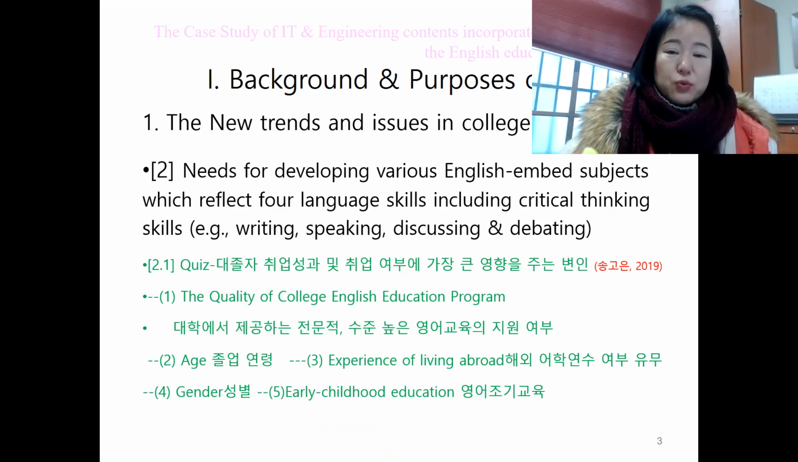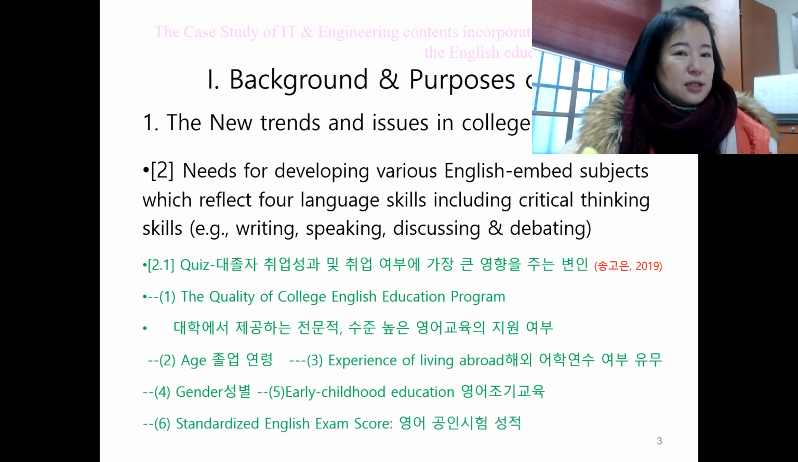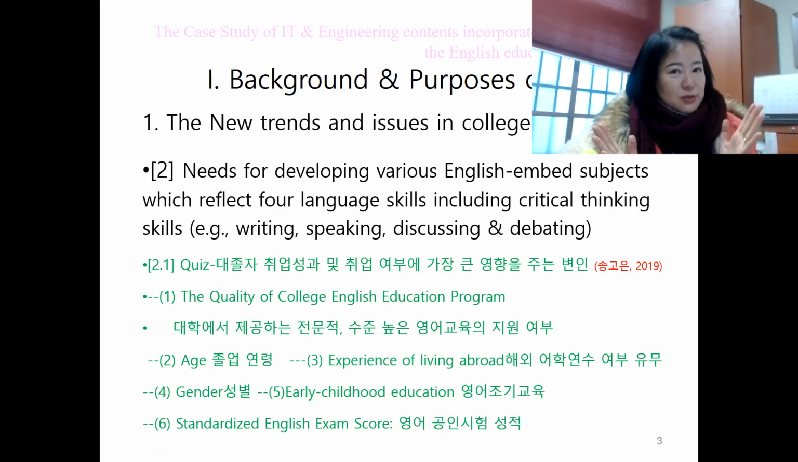And then the fifth factor is that before they study in English, they might have their own experience of early childhood education, right? So do you think their past background of having some education can be the most important factor to be recruited well in their job? And the sixth factor is standardized English score. So do you think their English score can be the most critical factor to be recruited well in their job sector?